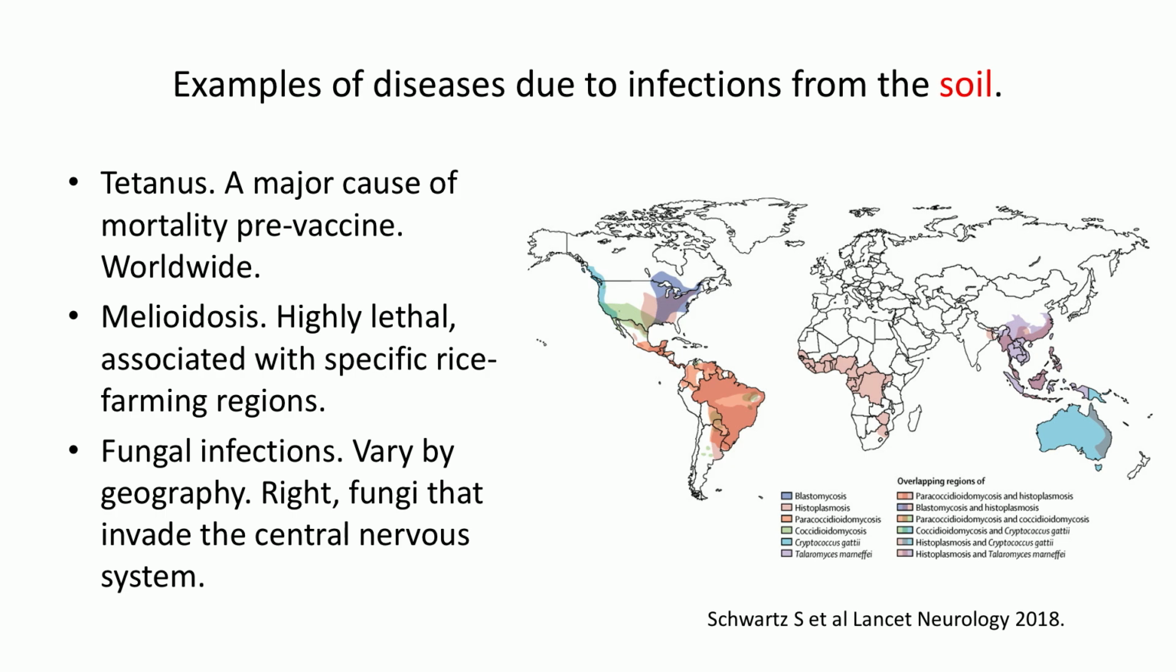Or there are particular fungal infections you can get from the soil or other environments. And this map on the right shows where different fungi, which can invade the central nervous system, the area around the brain, are found around the world. You're not going to catch them anywhere except in the area where the fungus actually lives. So the geography of the soil will tell you something about what infections are possible.